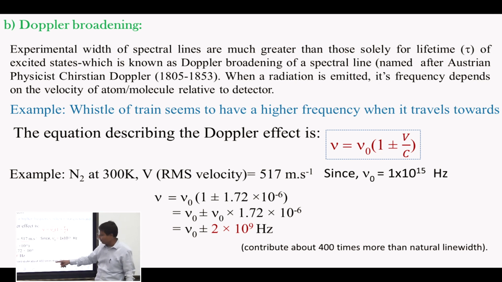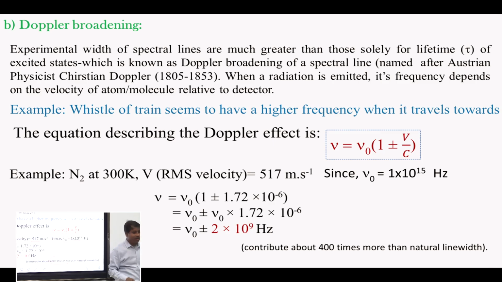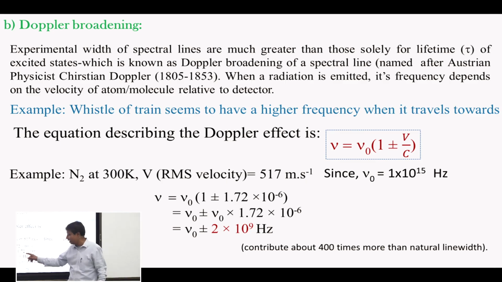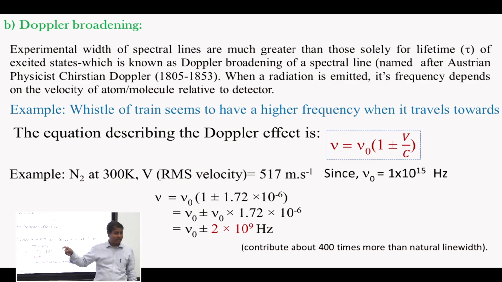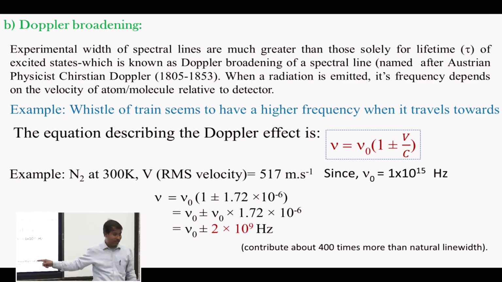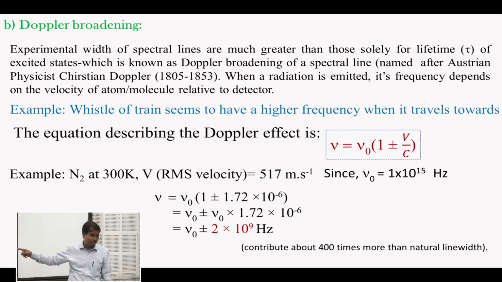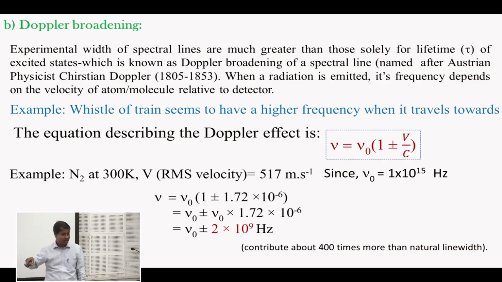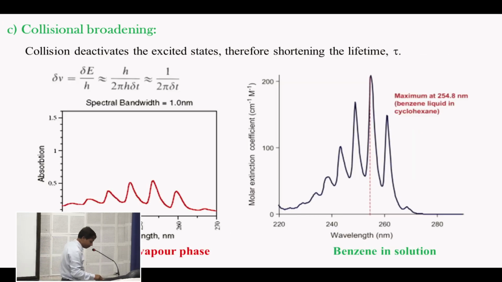Because of the Doppler effect, you will get a broadening, and that broadening is even 400 times more than whatever the Heisenberg uncertainty principle gives. You see, it is 10 to the power 9. There it was giving 10 to the power 6, now it is giving 10 to the power 9. So this affects more than the Heisenberg uncertainty principle.